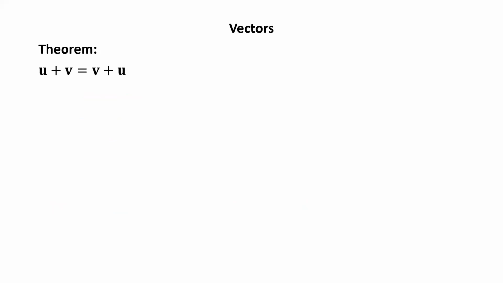So we're going to list a bunch of properties about vector arithmetic. First, u plus v is equal to v plus u. In other words, vector addition is commutative. Then (u plus v) plus w is u plus (v plus w). Vector addition is associative.